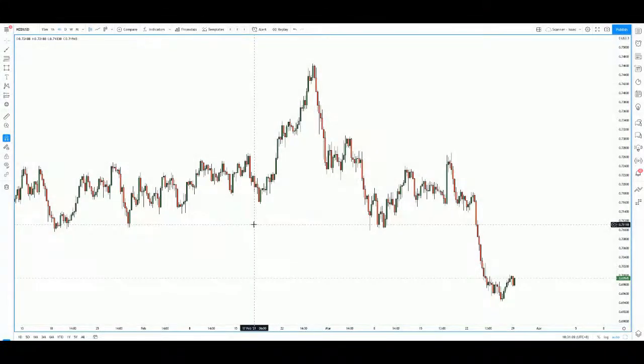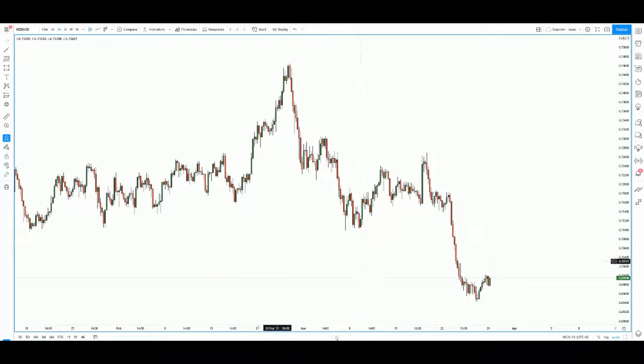Hi everyone, welcome to today's trade of the day, and for today's trade of the day I will be looking at the Kiwi dollar, right? So the Kiwi dollar I have here on the 4 hours.